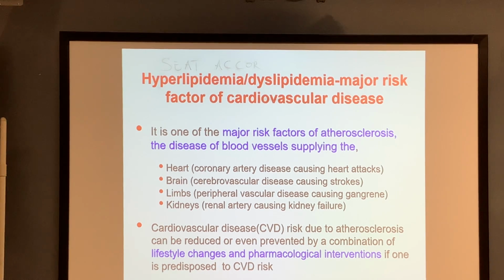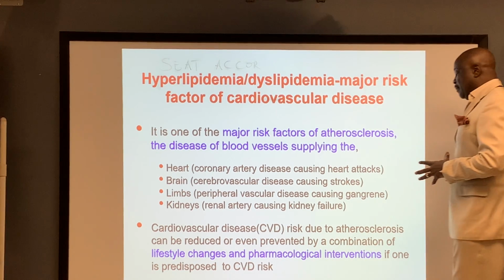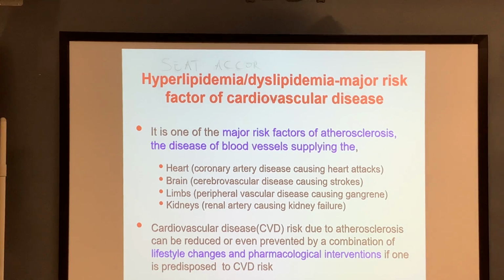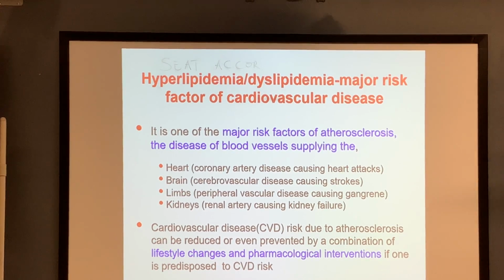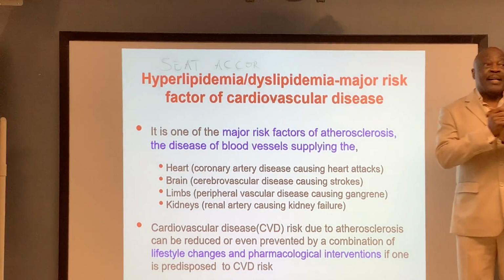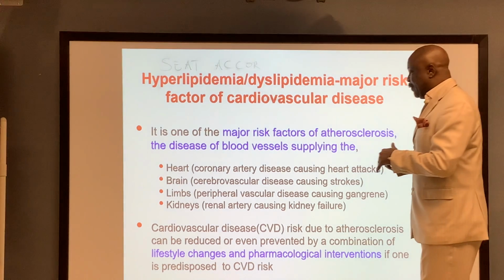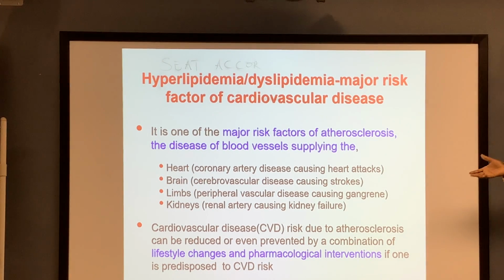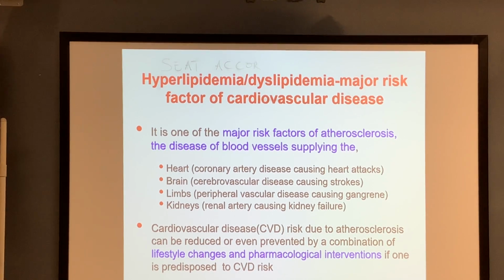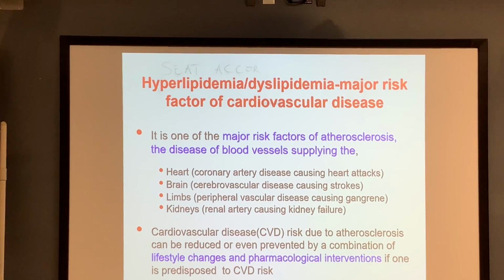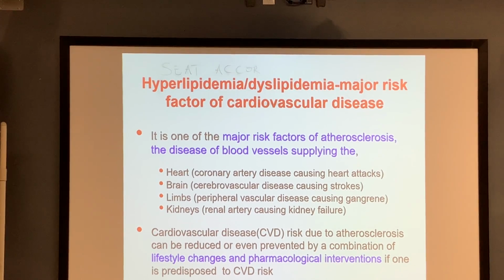So cardiovascular disease risk due to atherosclerosis can be reduced. You can even prevent it. And how do you do that? You've got to do mainly lifestyle changes and pharmacological interventions. Since we know the risk factors, smoking, alcohol, and the rest of them, and diet, lifestyle changes can address that. Obesity is a major risk factor for it too. You can do lifestyle changes, and combining that with pharmacological interventions is a way to eliminate hypercholesterolemia.